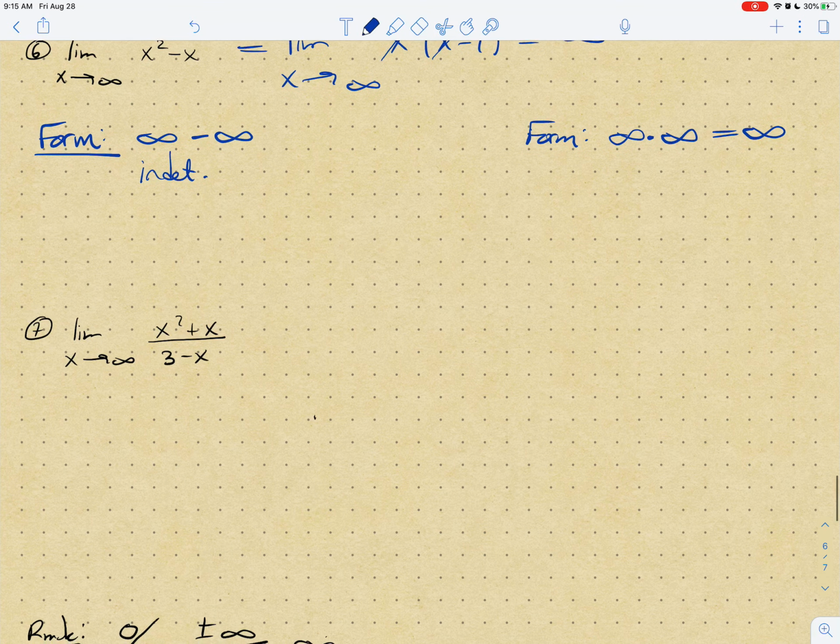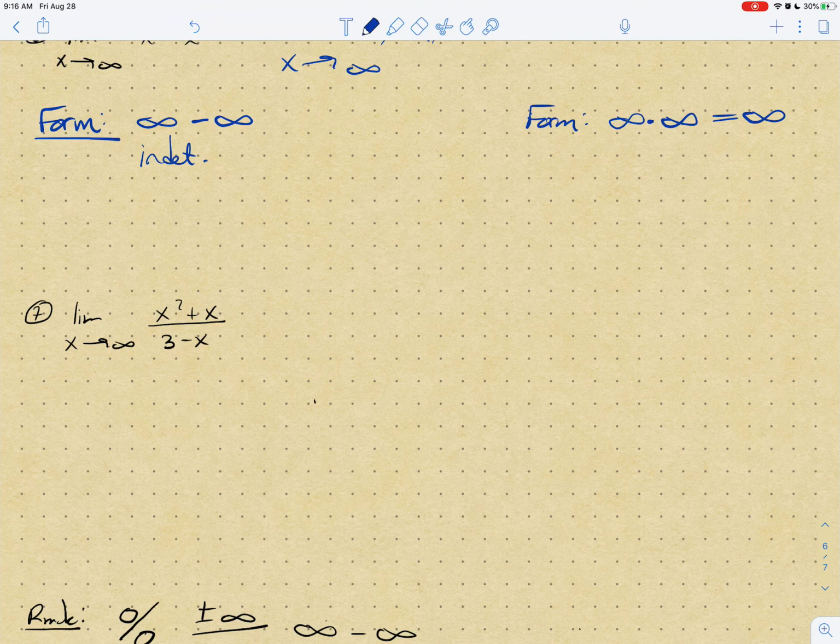All right, let's do another example together. So here we go. I want to think about this problem. X is going to infinity, and I've got 3 minus x downstairs and x squared plus x upstairs. So what did we say to do last time? We said multiply by the highest power of x downstairs, which is 1. You want to multiply by 1 over that. So 1 over x on the top, 1 over x on the bottom. And I get the limit as x goes to infinity of x plus 1 over 3 over x minus 1.